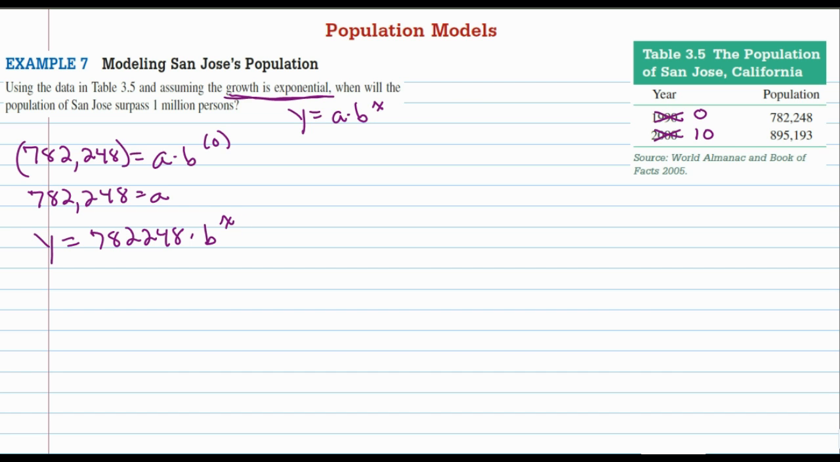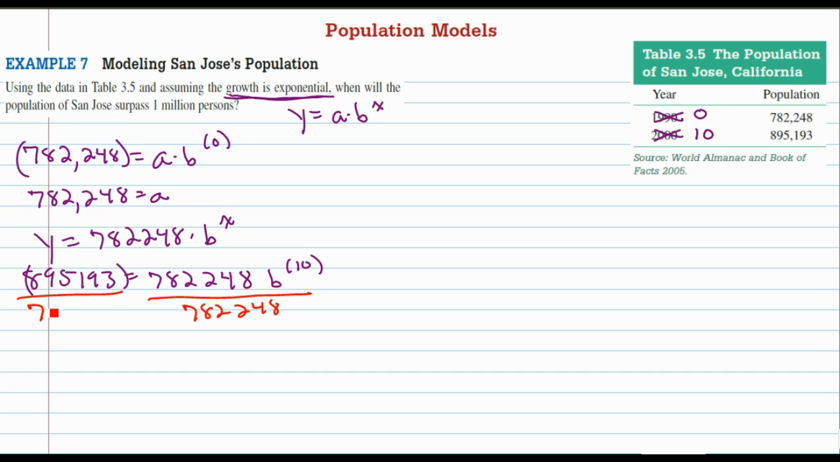Alright, so now I need to use my other data point to be able to solve for b. So I'm going to plug in 895,193 for y. And then the x value that belongs with that is 10. Got to divide both sides by 782,248. I'm not going to actually calculate that fraction yet. I'm going to wait till the end so that my answer is more accurate. The more times I round, the less accurate my answer will be.